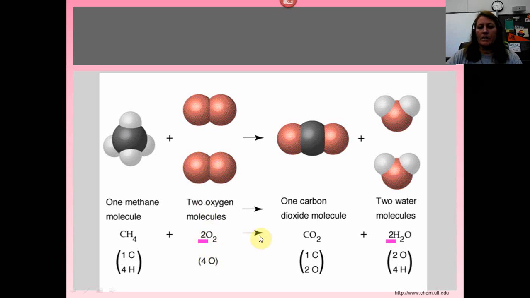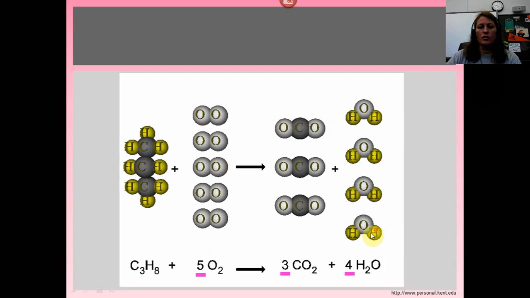So I really like this diagram. It shows a visual, and it also breaks it down, and it tells you how many of each. So I've got 1 carbon, okay, and 2 oxygen. Now you notice the 2 does not apply to the carbon, only directly behind it. 4 hydrogen and 2 oxygen.